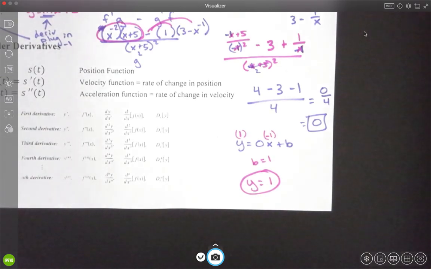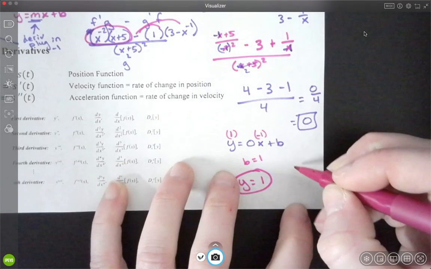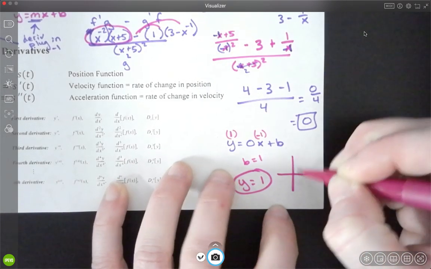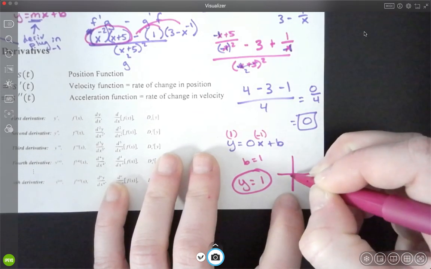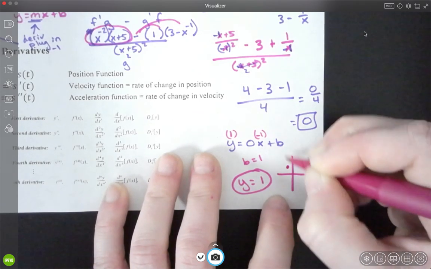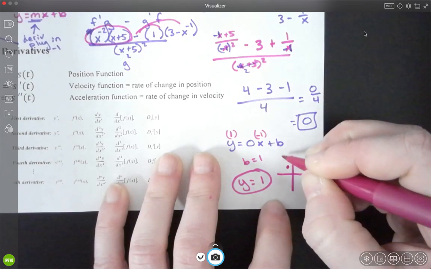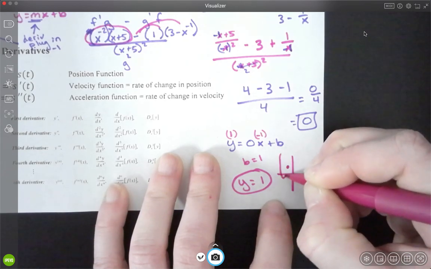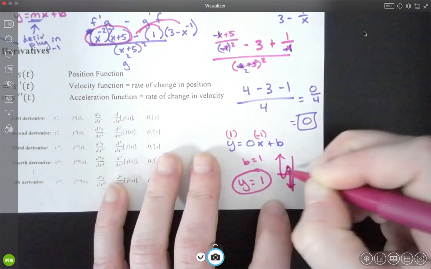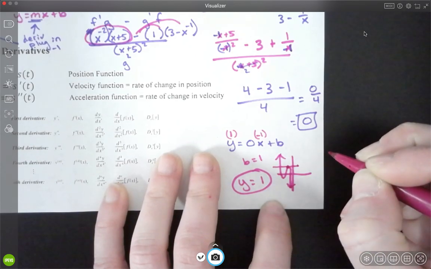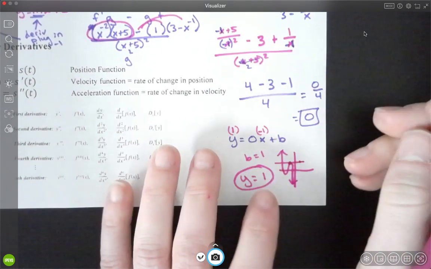Y equals 1 is a horizontal line that goes like this. So I probably have like a humpy thing going on there. Right? So what's probably happening is my graph is probably doing, let's see, negative 1, 1 right here. It's probably doing something maybe like this. Yeah, and that's the equation of my tangent line.